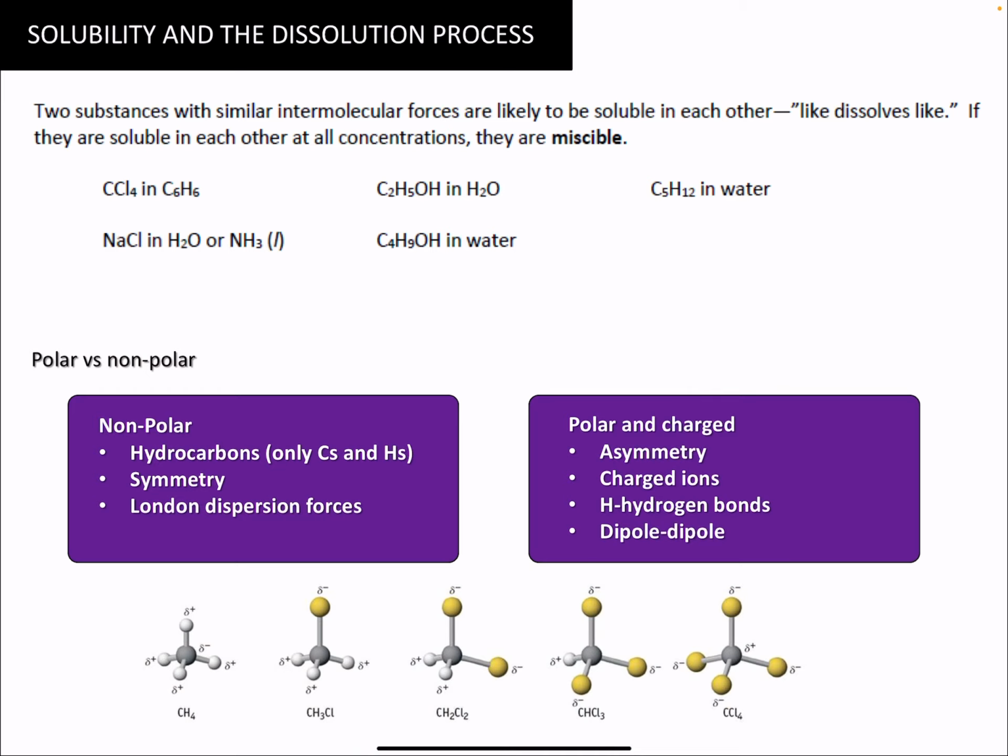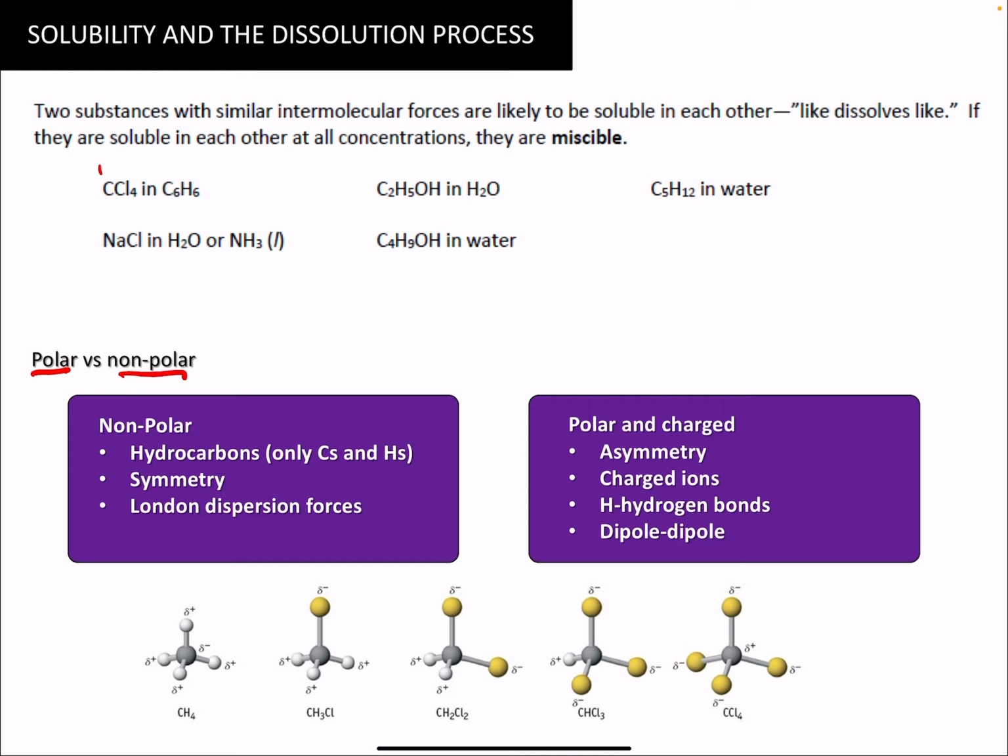Let's see. Okay, let's predict then. Predict if these are going to be soluble in each other. What we're doing is deciding, are they polar or non-polar? If they're both polar, they'll be miscible. If they're both non-polar, they'll be miscible too. Okay, you can do this yourself. Pause me and turn me back on when you're ready to go over them. All right, I guess I'm back.